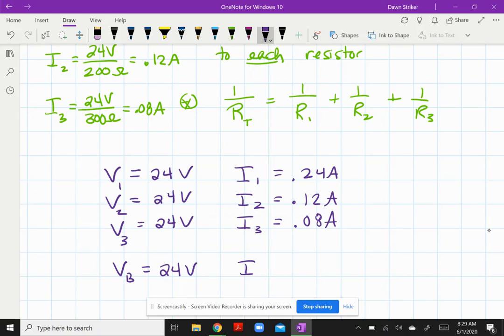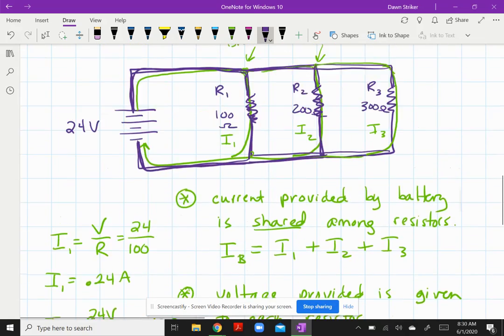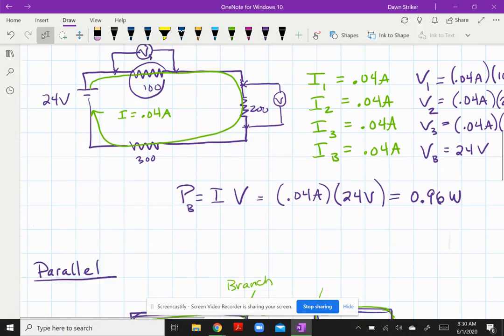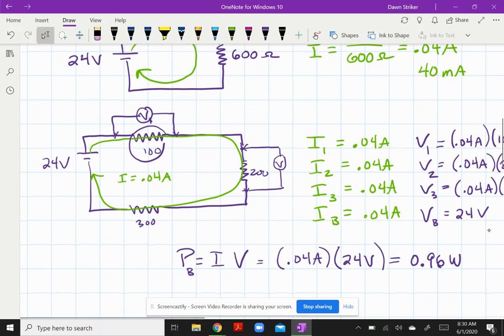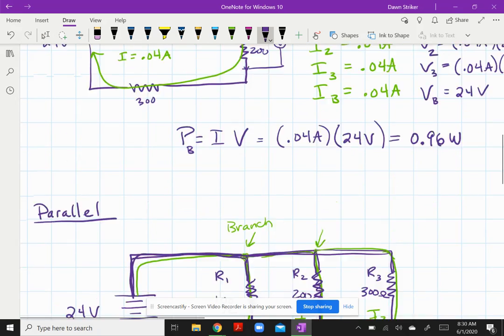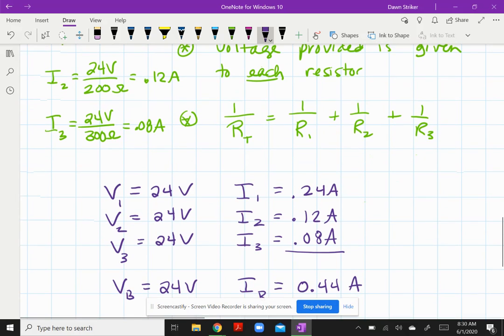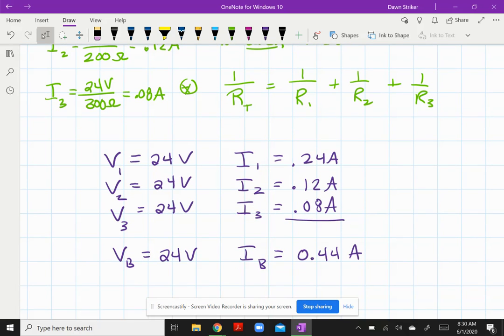How much current has to be provided by the battery? I need to add those together. So to get the current provided by the battery, 0.24 plus 0.12 plus 0.08, I get 0.44 amps. How does that compare to what I had before? My series circuit had 0.04 amps, and my parallel circuit has 0.44, about 10 times more current in the parallel branch.